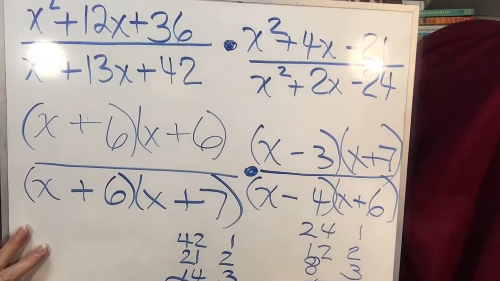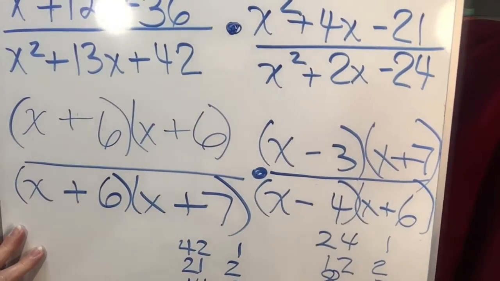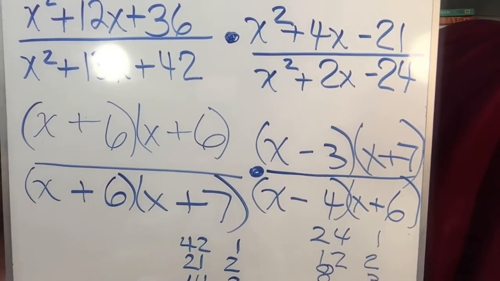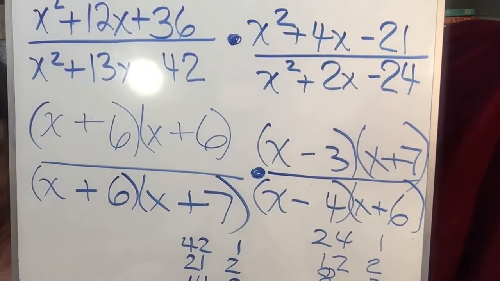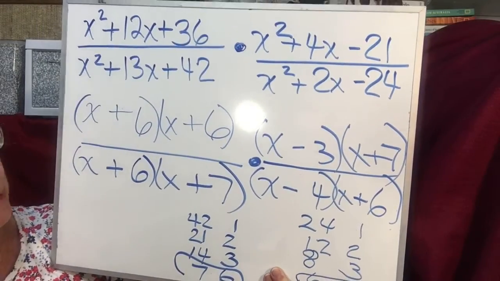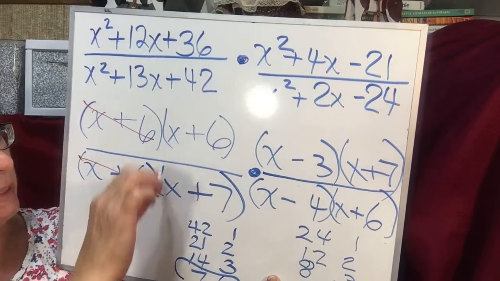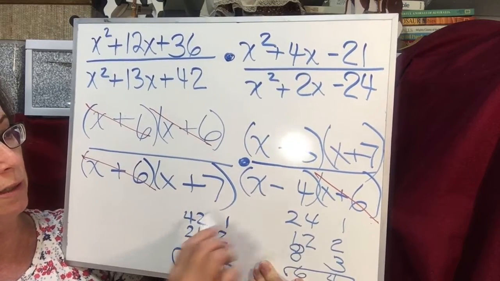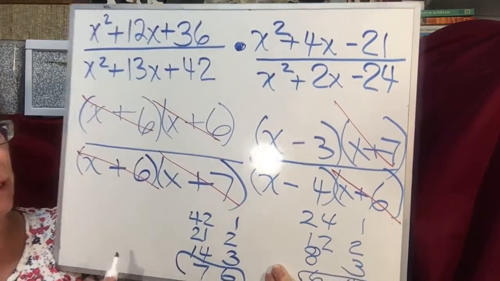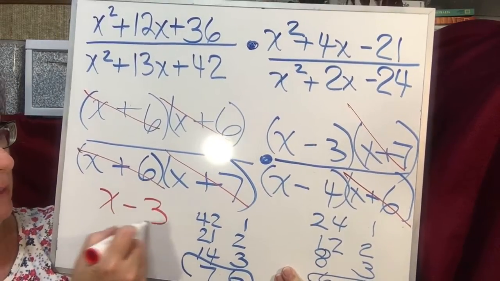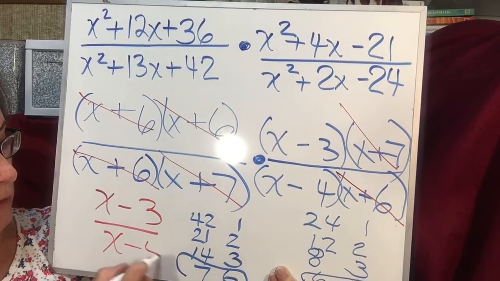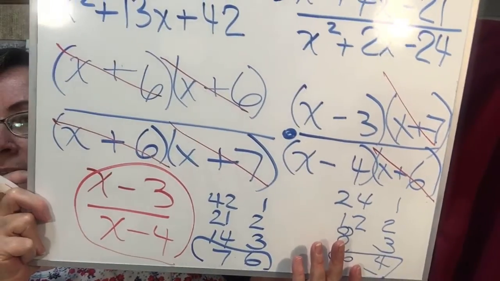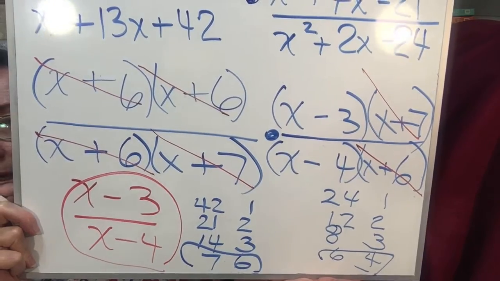All right, look at everything there. Now we're ready to do the canceling, and we will be done with our last practice problem. Okay, so x plus 6, x plus 6. X minus 3 has no partner. X plus 7, x plus 7. The answer is x minus 3 over x minus 4. And we are done with that lesson.